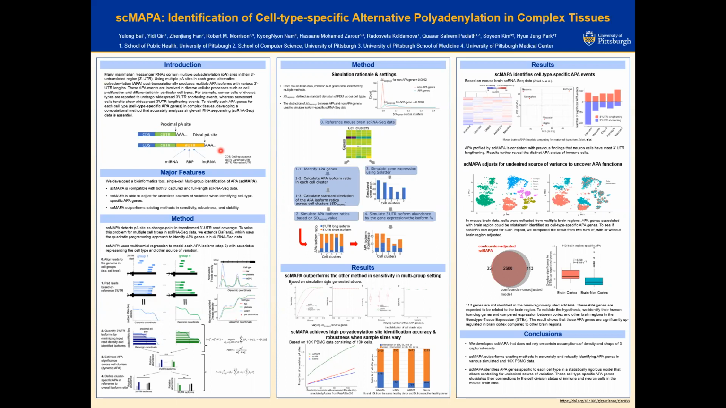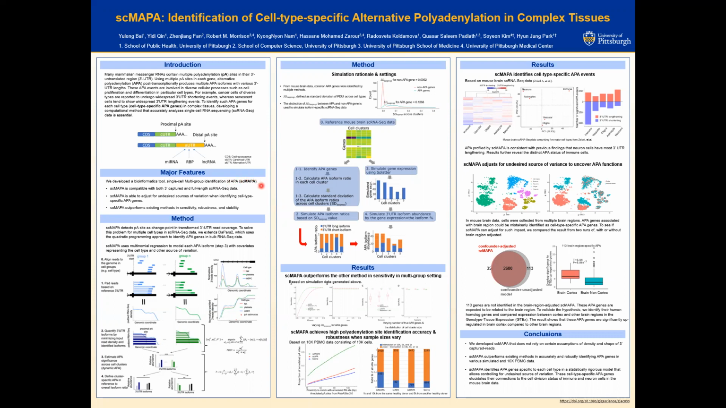Since there are many regulatory elements located in 3' UTR, these APA events can affect multiple post-transcriptional regulation mechanisms and consequently function in diverse cellular processes. Single-cell RNA-seq data provides a good opportunity to profile the APA events in a cell-type-specific manner. To achieve this goal, we developed a bioinformatics tool named scMAPA. Here are major features of our tool.